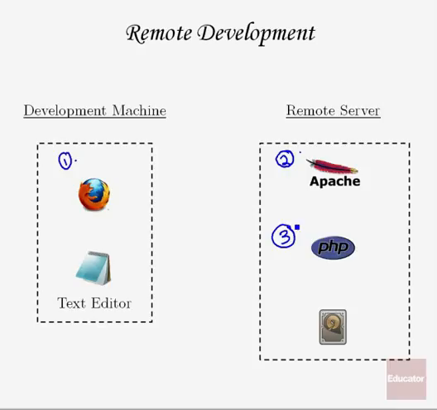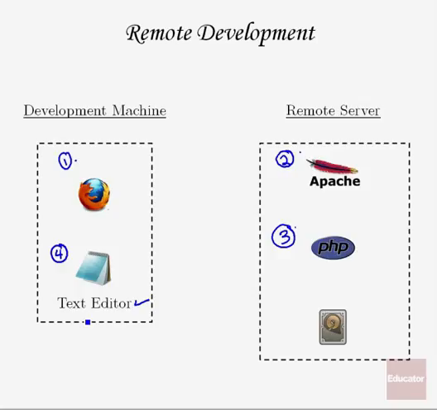Additionally, for development, we need a way to code our text files or our PHP files that we're going to be using. And so we need a fourth piece of software that's going to be a text editor. And the way it works in a remote development environment is that typically the web browser and text editor are on your local machine, and the remote server contains the web server and the version of PHP running that's going to generate your dynamic web pages.